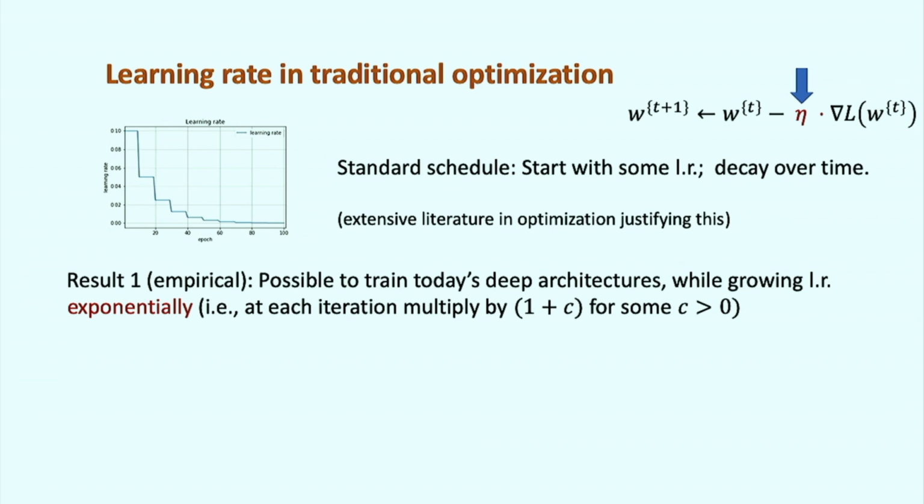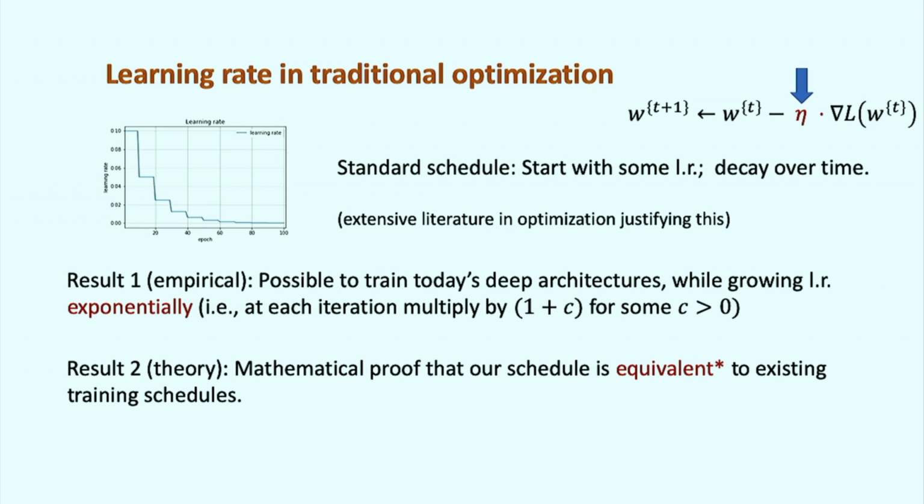Now, all of you know about exponential growth. So what this is saying is you're making the step size larger and larger exponentially until it reaches millions or billions. We need 32 bits of precision to keep it. Okay, it's very large. The optimization is making huge steps, and it works. So that's the empirical. Why did we ever think of such a crazy idea? Well, because there was this theory, a mathematical proof that our schedule is equivalent to existing training schedules.